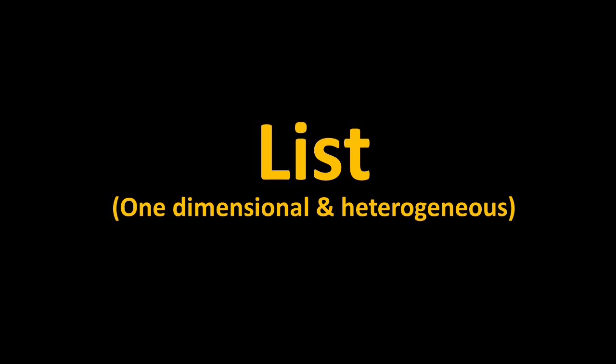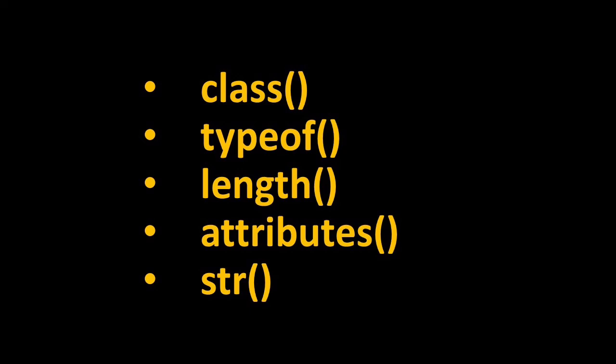To know the characteristics of a list, we can use functions like class, typeof, length, attributes, and structure. The class function will tell us the class of the list. The typeof function will tell us the data type of elements of the list. Length will give us the number of elements stored in the list. Attributes will tell us the properties of the list, and the structure function will tell us the internal structure of the list. So with an example, I'll explain all these functions to know the characteristics of a list.